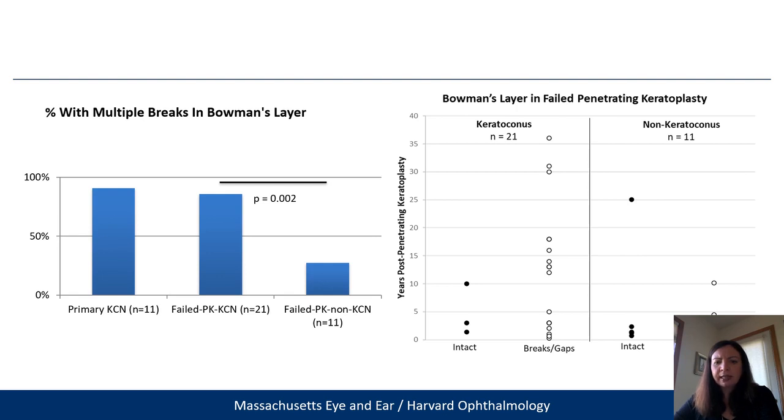On the right, you see the age of transplants demonstrating these breaks in Bowman's layer. Notice that there are 10 grafts that demonstrated breaks in the grafts that are less than 5 years old in the keratoconus group.